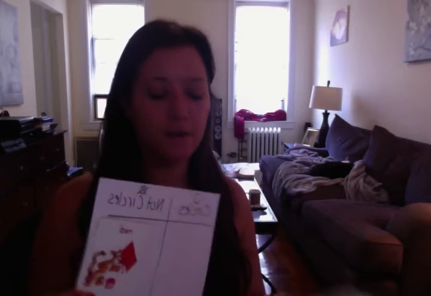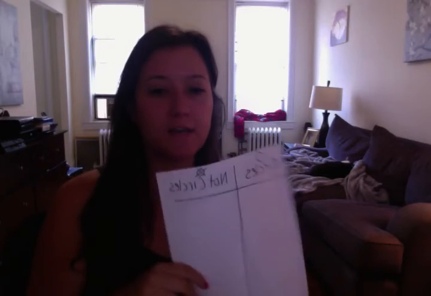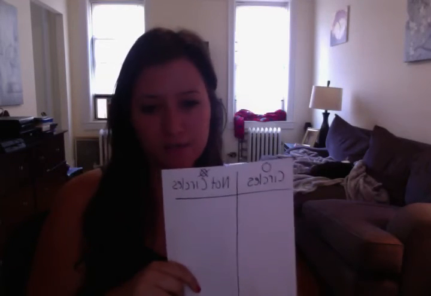If they put everything in the right spot, then I know that they're understanding what's a circle and what's not a circle. I can extend the lesson by using other items besides flashcards, and I can also extend the lesson by asking the student to walk around the classroom and show me things that are circles. The student can draw things that are circles and not circles.